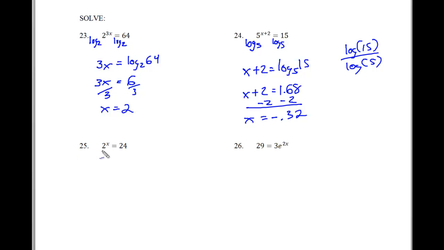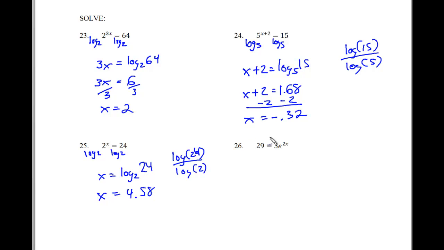Problem 25, we want to get rid of this 2 to the x power, so what we're going to do is just go log base 2 on both sides. So the 2's go away, and that leaves me with x, and on the right side is log base 2 of 24. I'm going to use my change of base formula, because now this is really ready to set up. So log of 24 divided by log of 2, x is equal to 4.58.